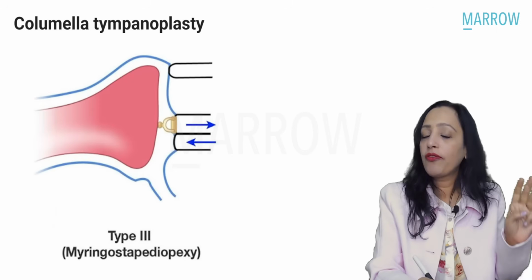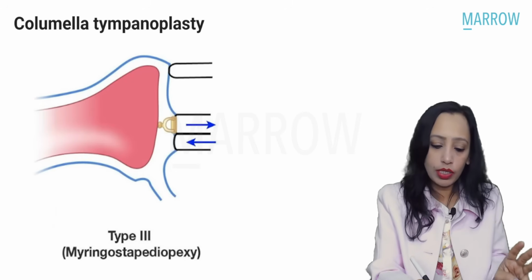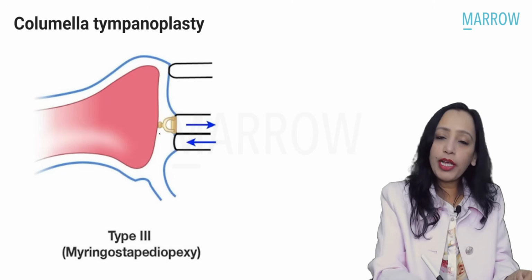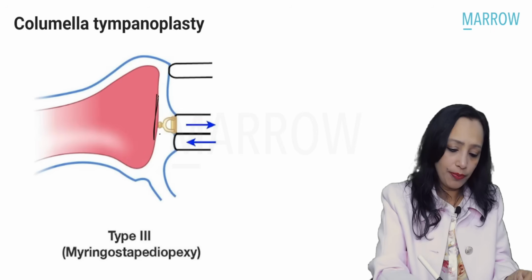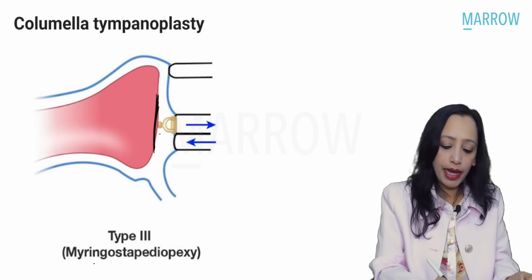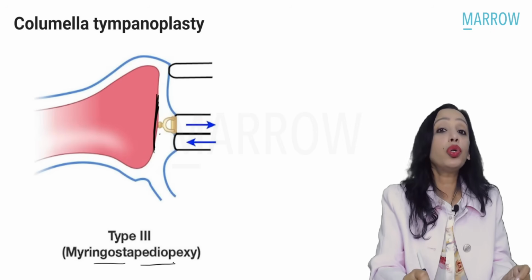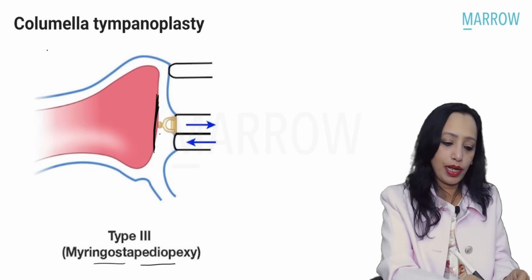Now, type 3 is when we place it over the third ossicle. What's the third ossicle? The stapes. So when we place it over the stapes, that is type 3. And this is what is known as myringostapediopexy. This is also known as columella tympanoplasty.